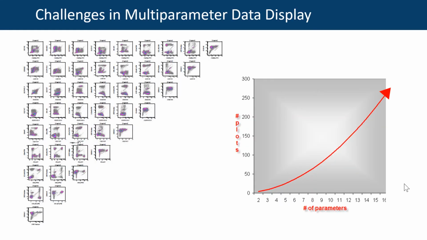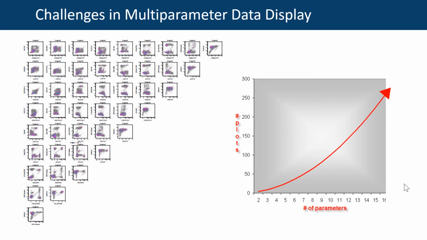So we also run into challenges in multi-parameter data display. On the left-hand side of the screen, you'll see all these different bivariate plots that are how we're used to looking at cytometry data. Even just these plots that are located on the screen, it's a little overwhelming. And we're only looking at something like 4 or 5 dimensions over here.